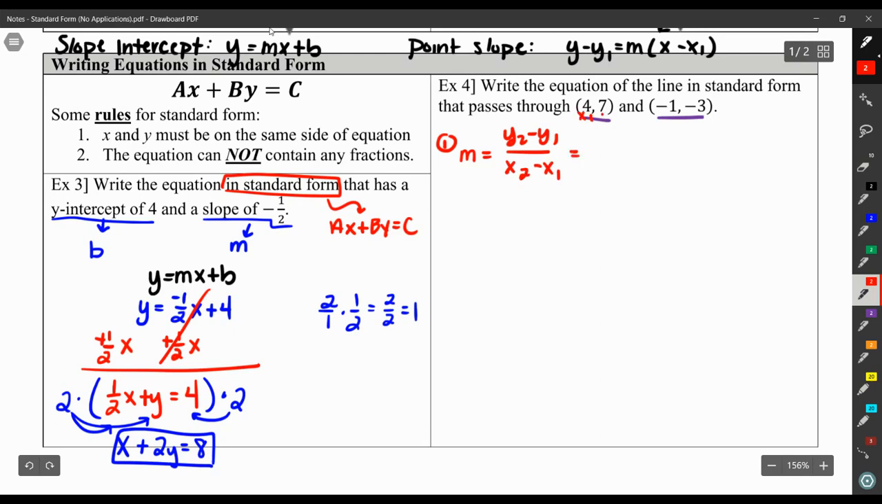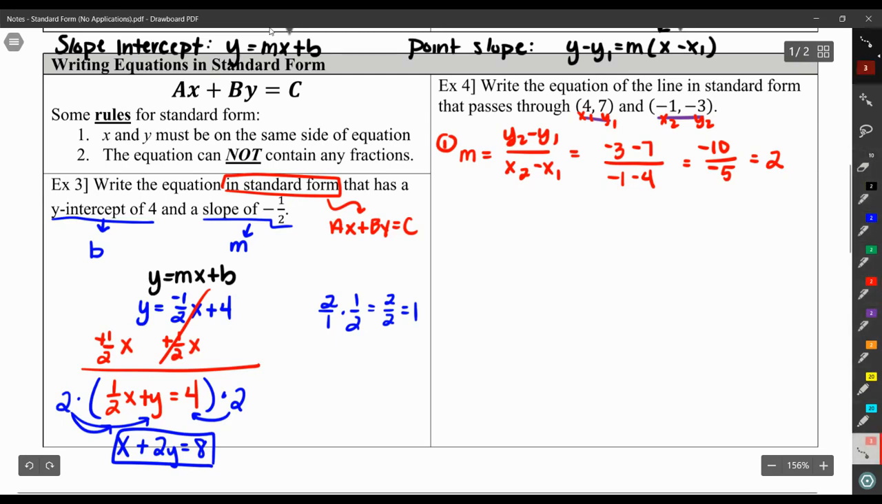So this is x1, y1, x2, y2. So we're going to have -3 minus 7 over -1 minus 4. -3 minus 7 makes -10. -1 minus 4 makes -5. So my slope is a +2.